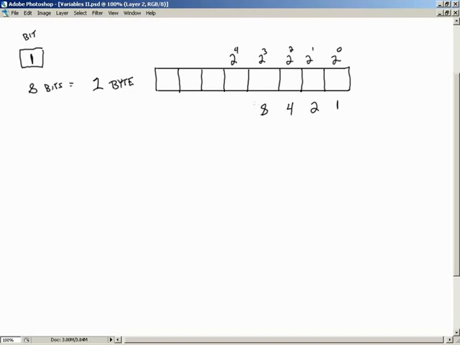All right, so 8. So now we're going to go times 2 is going to be 16. So 2 to the 5th. So this is going to be 32. 2 to the 6th. So this is going to be 64. And finally, 2 to the 7th. And this is going to be 128.